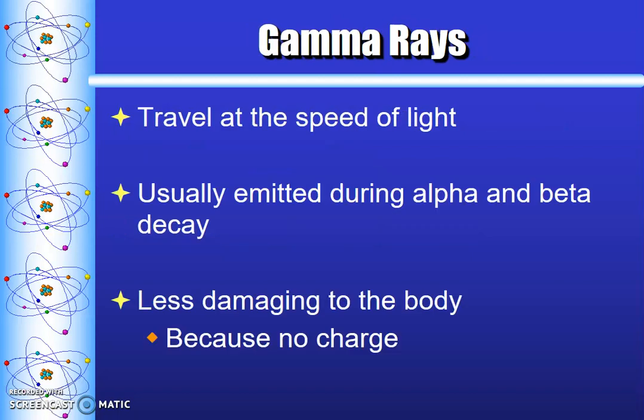Now, gamma rays are the fastest. They travel at the speed of light, and they are usually emitted along with the alpha particles or the beta particles during decay. These are less damaging to the body because they don't have a charge, so they don't do as much damage to our systems in the short term.